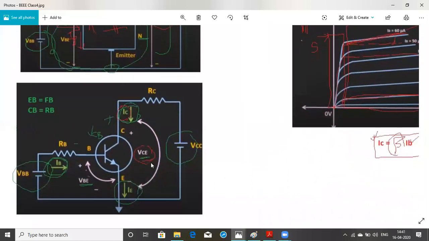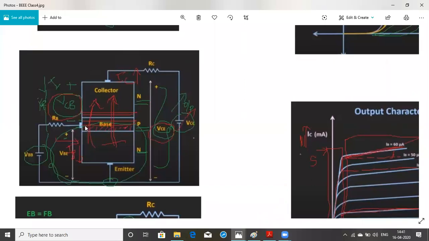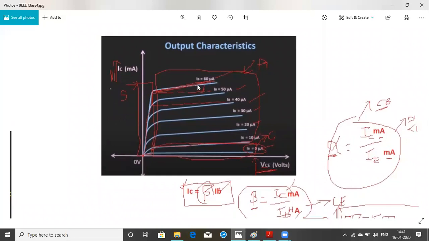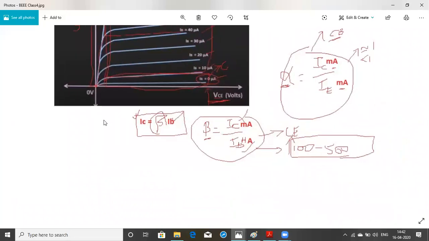Why does the collector current increase? Whenever you increase VCE, that is the collector to emitter voltage, you are increasing the reverse bias voltage. The depletion layer of the collector base junction increases, which makes the base width narrow. Therefore very little recombination takes place, and most of the electrons from the emitter pass to the collector through the base. So not just 95%, but 98% of electrons pass, and therefore the collector current increases.